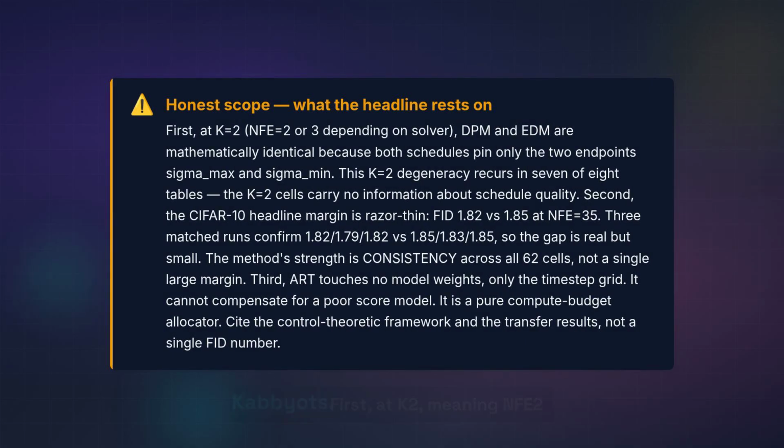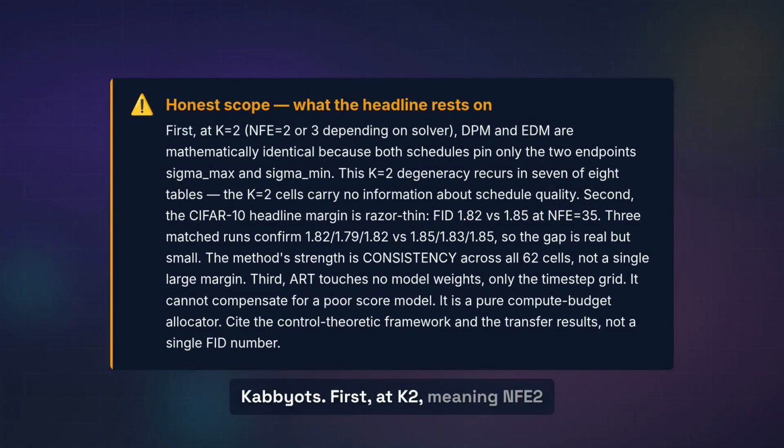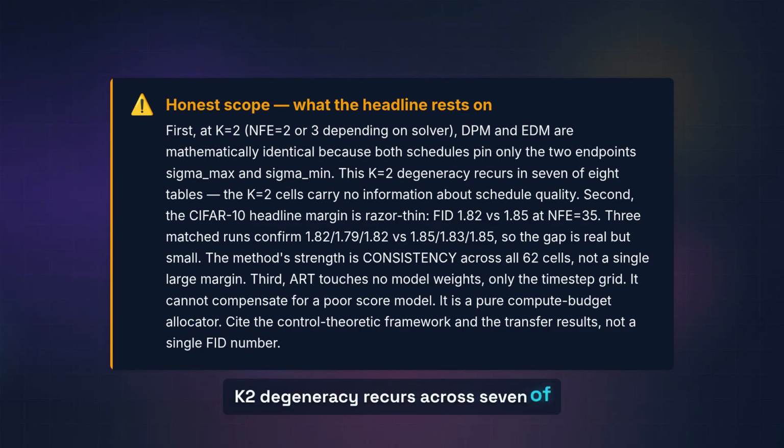Three honest caveats. First, at K 2, meaning NFE 2 or 3 depending on the solver, DPM and EDM are mathematically identical because both schedules pin only the 2 endpoints, sigma max and sigma min, so their grids coincide. This K 2 degeneracy recurs across 7 of 8 tables.